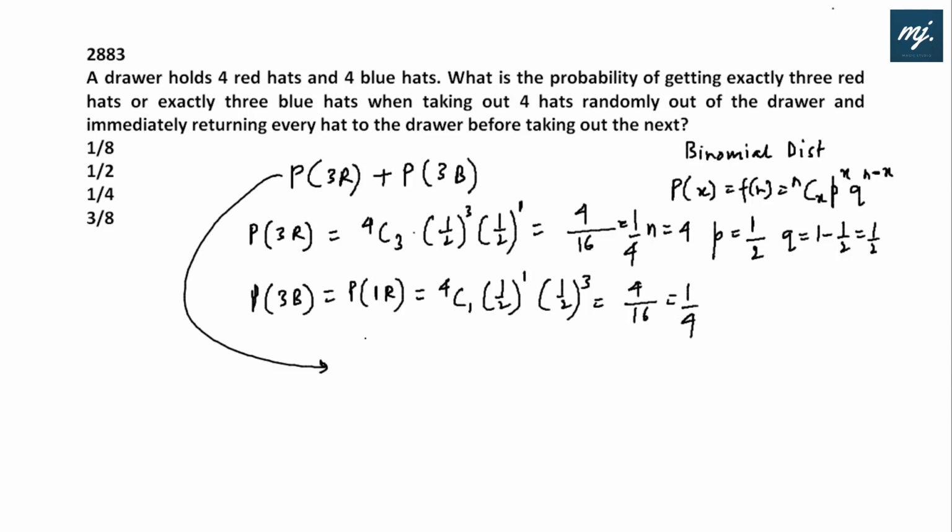So our total probability is 1 by 4 plus 1 by 4, 2 by 4, that will give us half. So the probability of drawing exactly 3 red heads or exactly 3 blue heads: exactly 3 red means there would be 1 blue, and exactly 3 blue means there would be 1 red, that is half, 1 by 2, that features in option B.